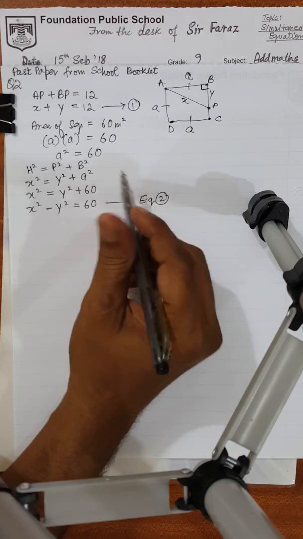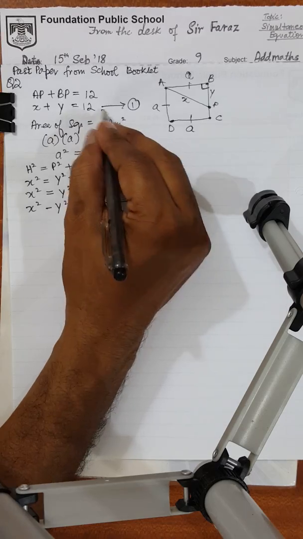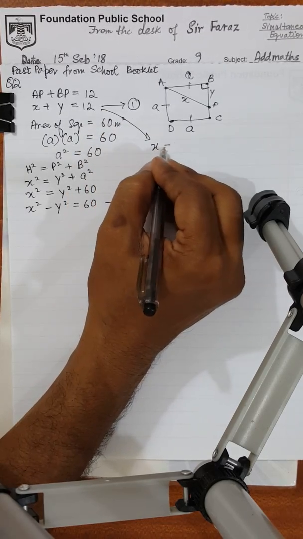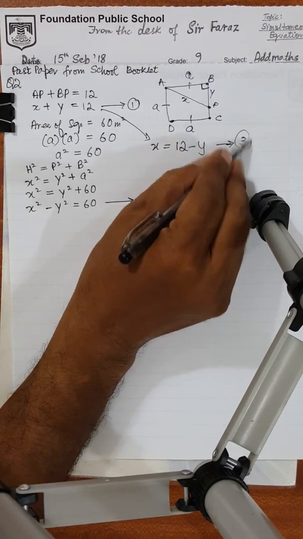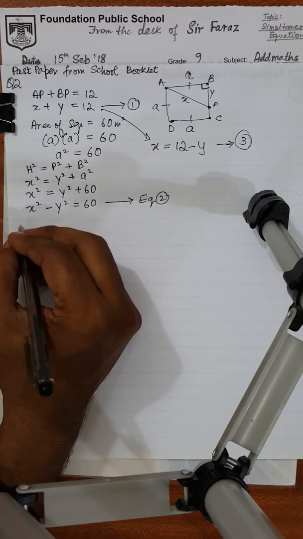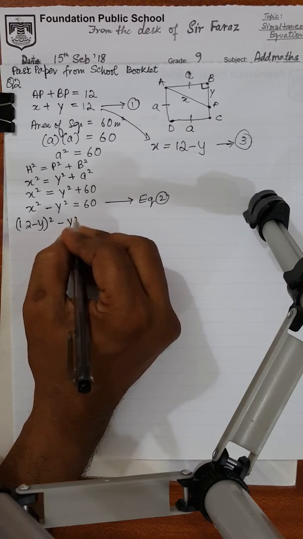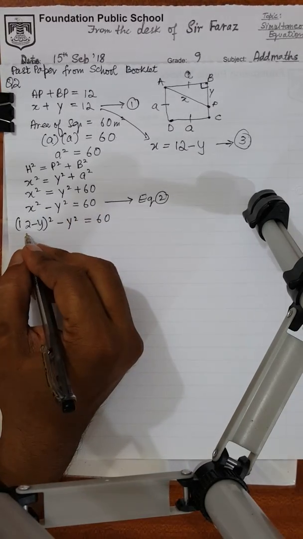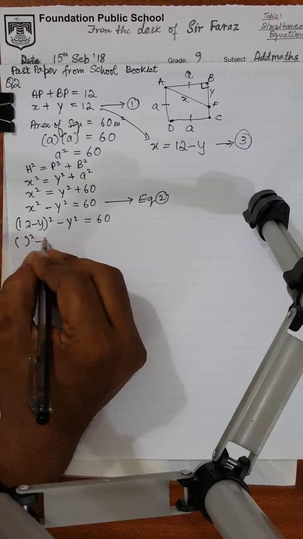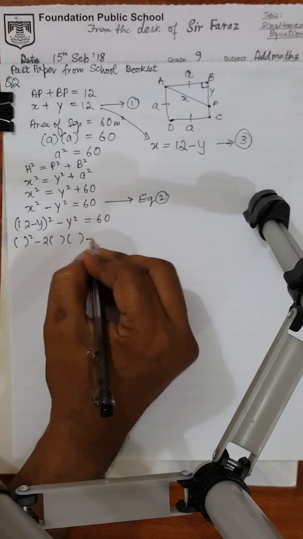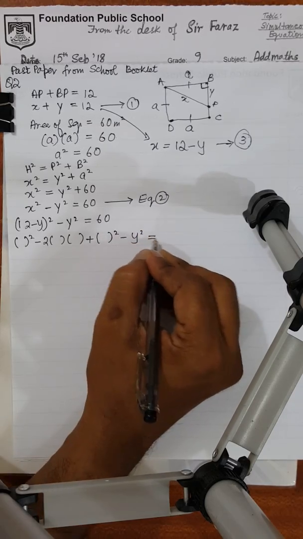So we are asked to solve these two equations simultaneously. From equation number 1, we can make x the subject, that is x equals 12 minus y, and we can name it as equation number 3. Let's put this value here. 12 minus y whole square minus y square equals 60. So we need to use an identity here to open this bracket: a square minus 2ab plus b square, minus y square equals 60.